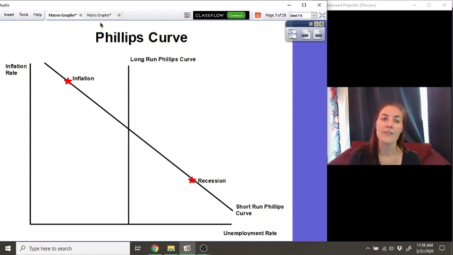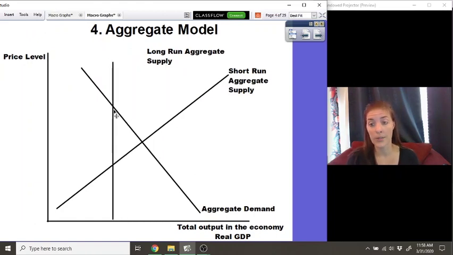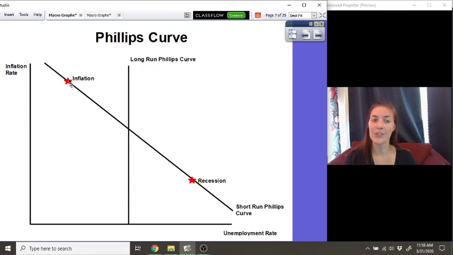Then we have inflation. On the aggregate model, we showed inflation by starting the LRAS to the left of the short run equilibrium, where you're unattainable, you're overusing your resources. We could do the same exact idea on the Phillips curve by starting a point up along the line closer to the inflation rate. So what this graph does is take those two concepts in the aggregate model that are very important in measuring the health of the economy, looks at the inflation and looks at the unemployment.